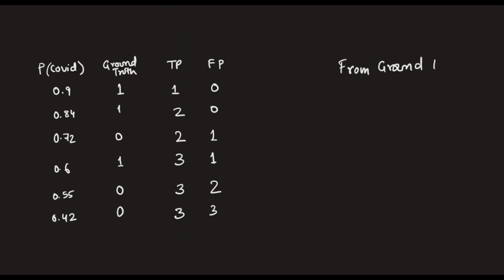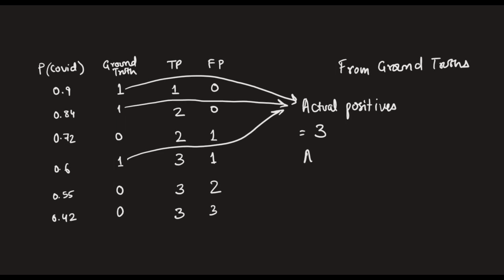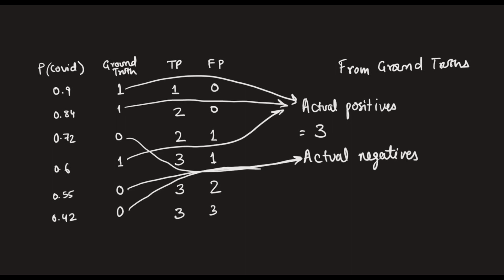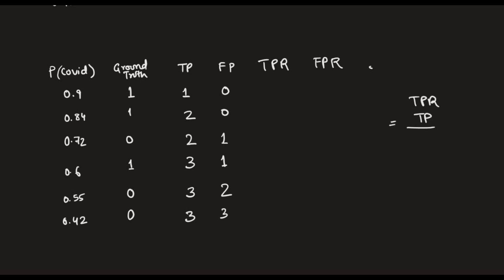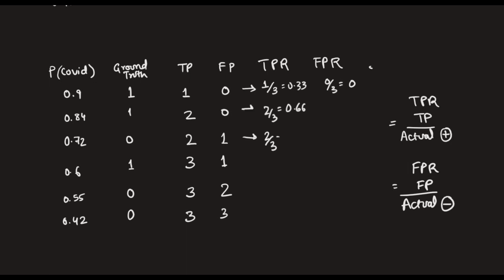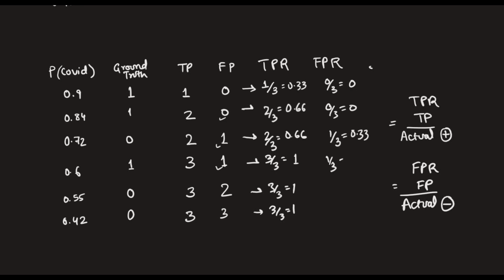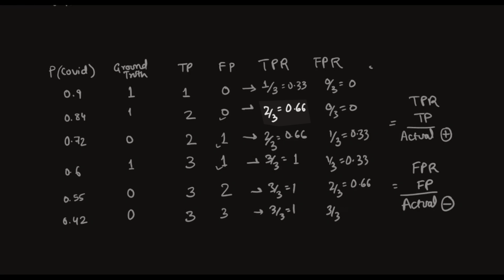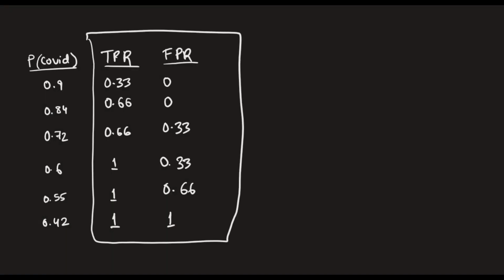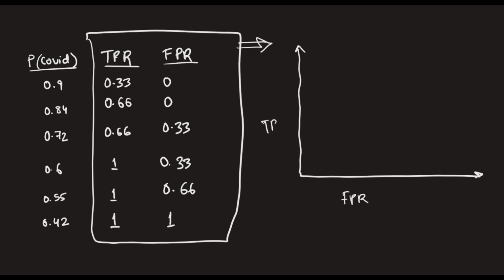From the ground truths, we also know that actual positives are 3 and actual negatives are 3. We'll use these values to calculate the TPR and FPR. So to find TPR, we divide the true positives by actual positives, where actual positives is 3. For FPR, we divide false positives by actual negatives, where actual negative is 3. Using this formula, we calculate the TPR and FPR of the model at various thresholds. This is all we require to plot an ROC curve.